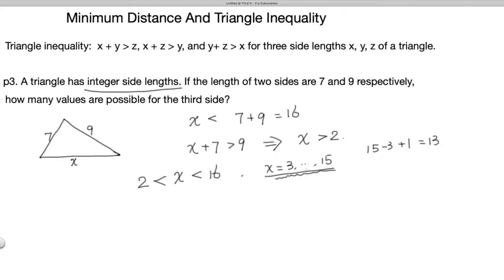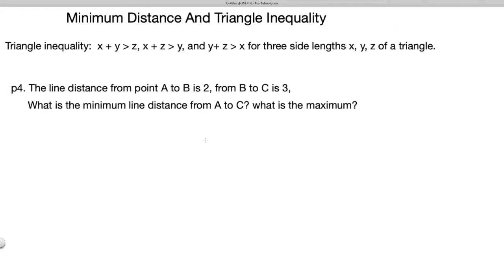Some people will translate this by subtracting 2 from everything. The number of integers from 3 to 15 is the same as from 1 all the way to 13, and from 1 to 13, the total is 13 numbers. It's much easier. A lot of students will make the mistake of saying that from 3 to 15 there are 12 numbers, which is something you have to be very careful about. That's it for this problem.